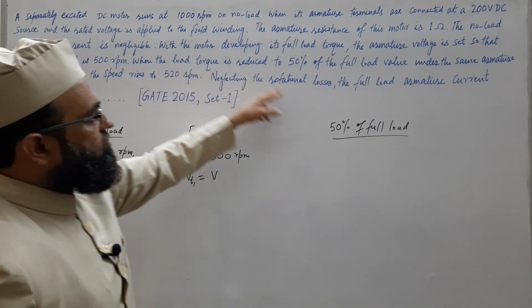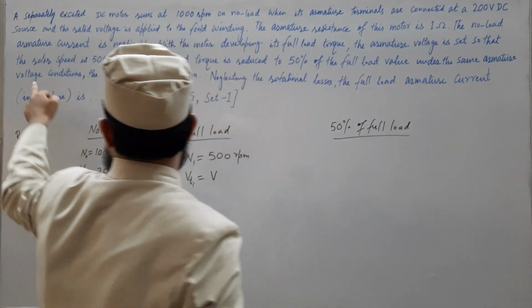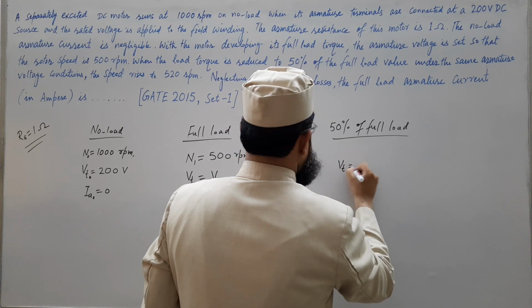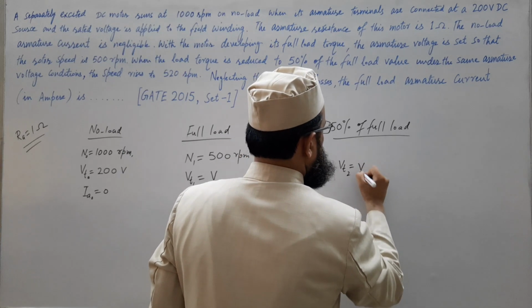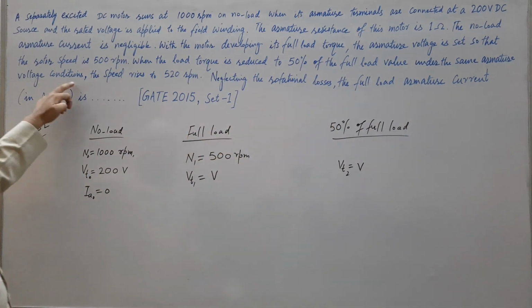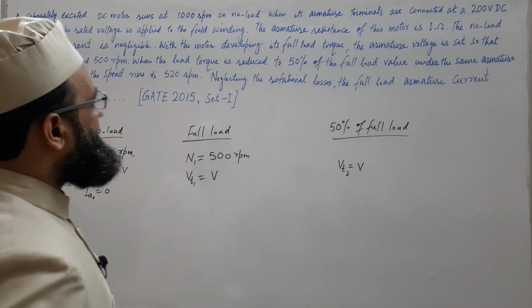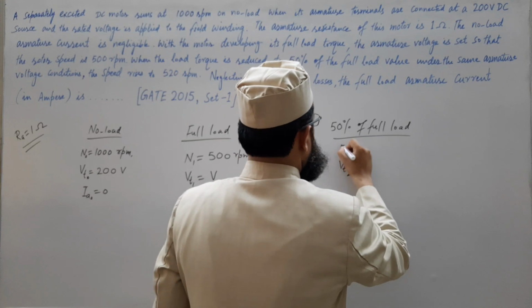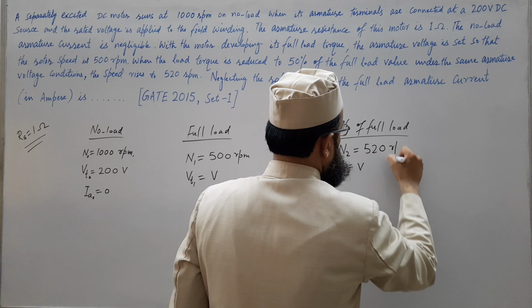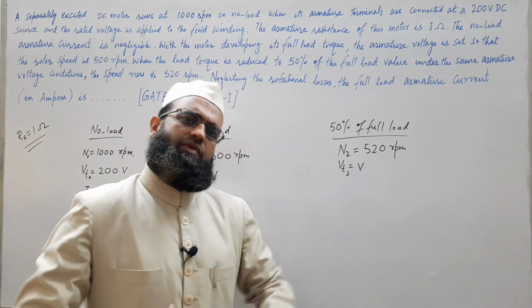With the load torque reduced to 50% of the full load value under the same armature voltage condition, it means Vt2 is the same as the previous one, but load has been reduced. The speed rises to 520 rpm. So, let us use suffix 2, and it rises to 520 rpm. Obviously, when load is reduced, speed will be higher.